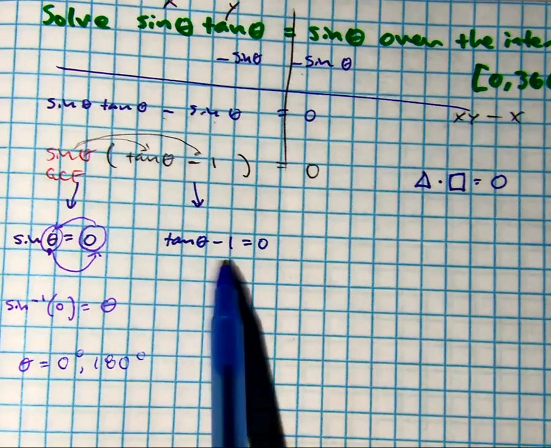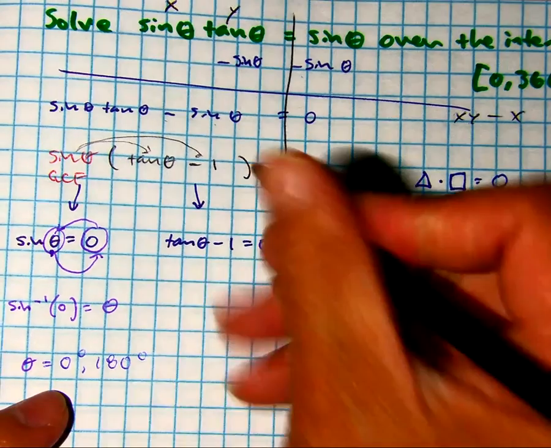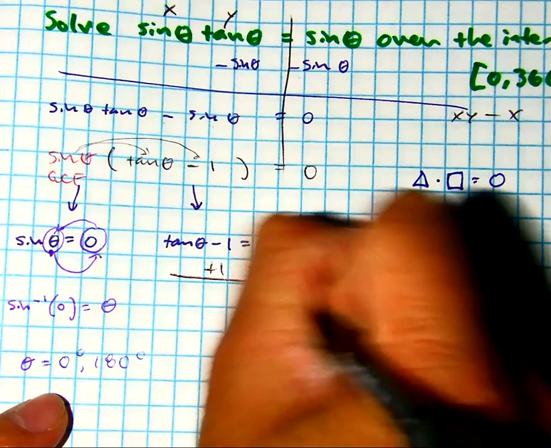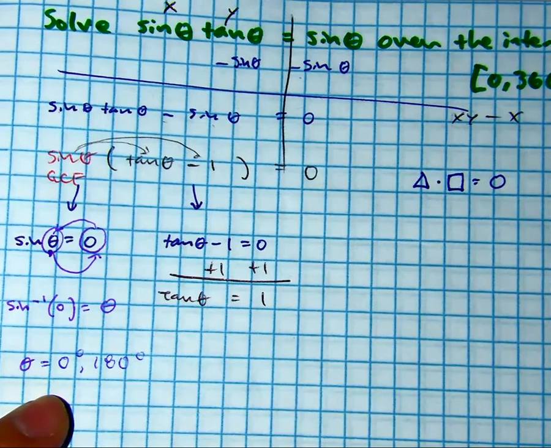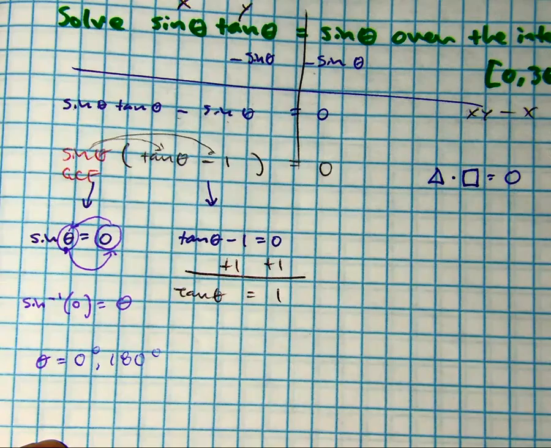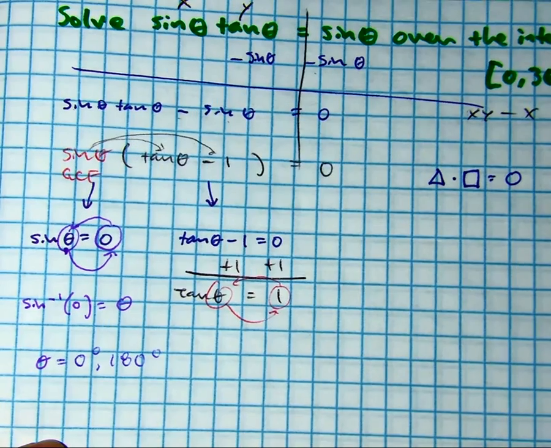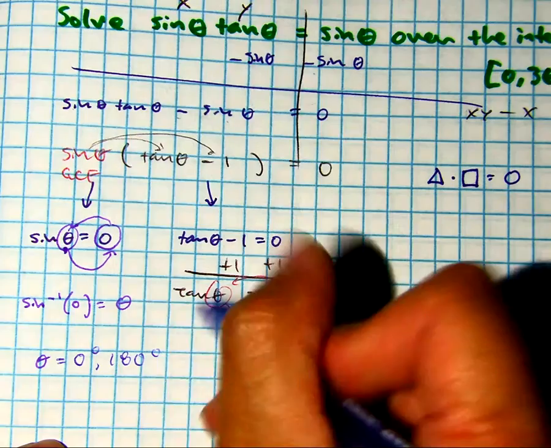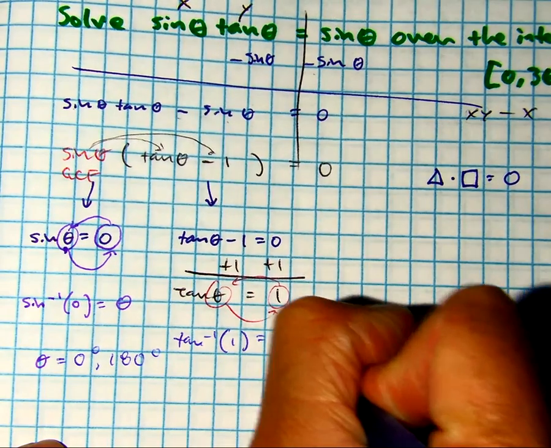Class, how do I solve for theta here? We'll add 1. Tangent of theta equals 1. Class, what do we do next? Inverse. Now I need to write the inverse of tangent of 1 equals theta.